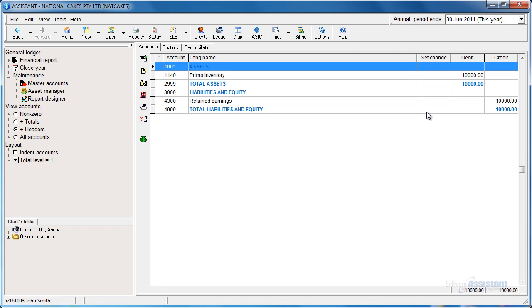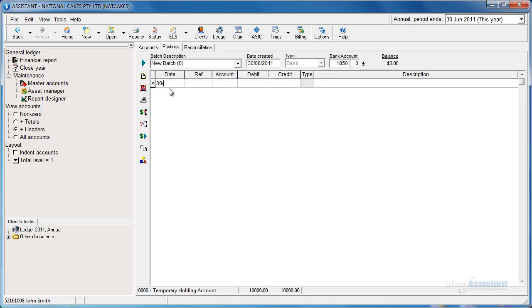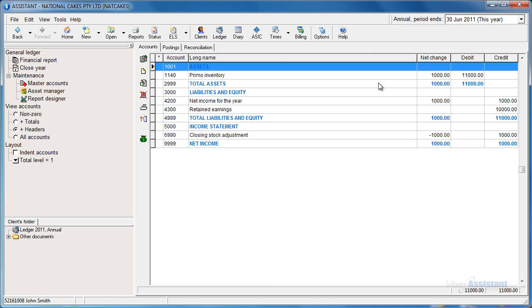Suppose we had $5,000 worth of purchases and our closing stock was $11,000 in the 2011 year. Since we already have $10,000 as an opening value, we only require posting the movement in the stock account. We will post this $1,000 to account 1140. The balance always goes to account 6990, which is the closing stock adjustment. Let's check the account balances. As you can see, the closing balance of the stock is now $11,000.